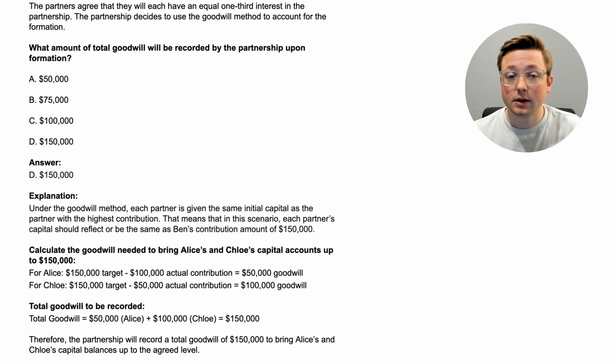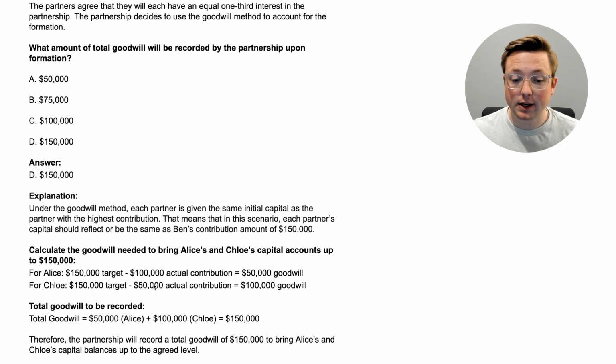Under the Goodwill method, basically you are bringing all partners up to the same amount of capital based on the highest capital account of one of the partners. So Ben had a contribution of $150,000 that was greater than the other two. So they are going to have to be brought up to $150,000 so that they're all at an equal capital account. So pretty easily, you can figure that out. You take $150,000, which is the target for Alice and also for Chloe, and you subtract Alice's original $100,000. That would be the capital account balance for her if they were not using the Goodwill method. So she has $50,000 of goodwill that's going to be added to her capital account to get her up to $150,000. And then same thing for Chloe, $150,000 is what we need to be at.